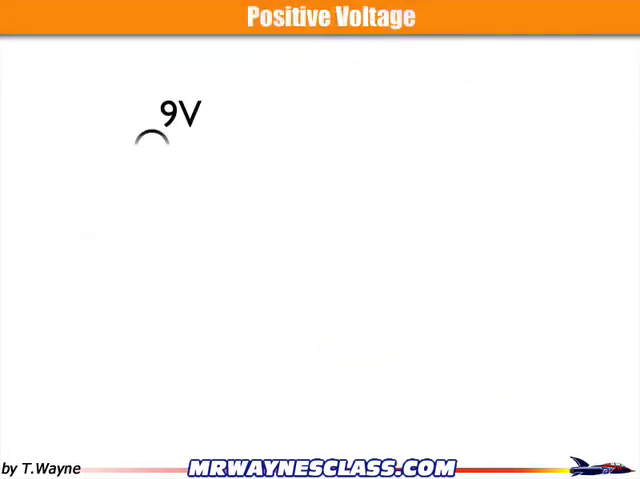Positive voltage. On a diagram, we've got to indicate where the energy is high. In other words, where it's got the most amount of voltage, because voltage is how we measure energy. So 9 volts, 12 volts. A circle with a line continuing onto the circuit is how we indicate that.